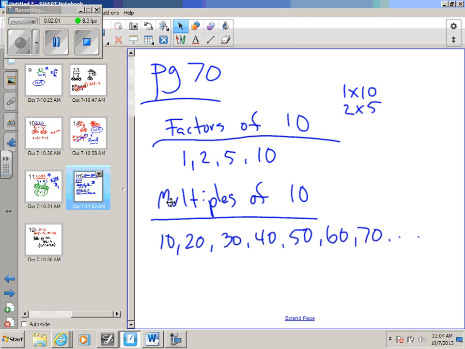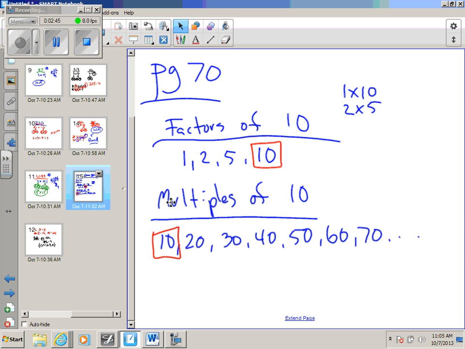So if you look, the largest factor of 10 is what? The largest factor is 10. The smallest multiple of 10 is 10. Okay? So your factors can only be so big. They cap off at whatever that number is. The largest factor of 100 is what? 100. The largest factor of 1 million is what? Okay. The largest multiple of 100 is what?